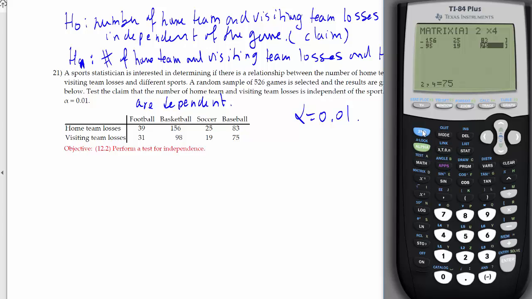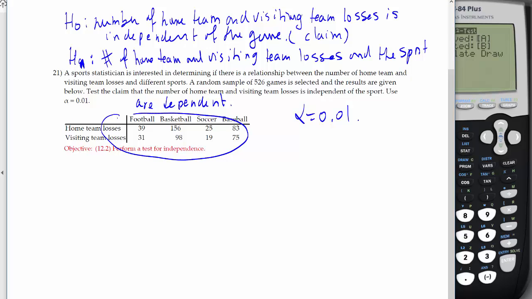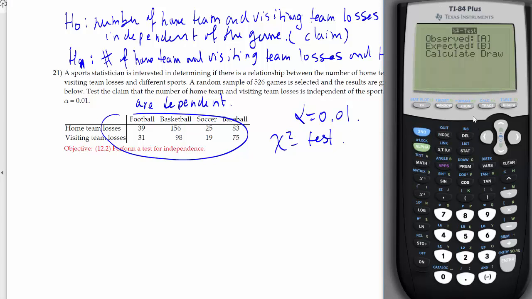Okay, now we're going to quit. We're going to go to STAT, TESTS, scroll up. This is a chi-square test. So again, these are the observed values right here. And now we're going to do the chi-square test. It says observed in A, expected it will put automatically in B. Let's go to calculate, and here we go.